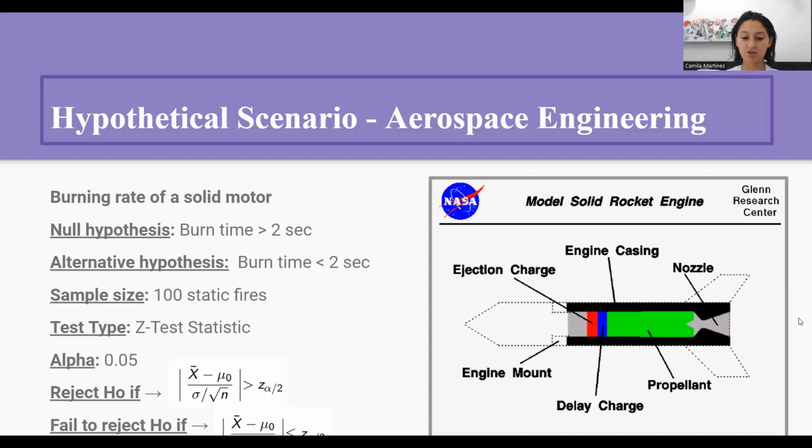Our sample size is 100 static fires. Because it's 100 static fires, we use z-test statistics because it's for a larger group. And our alpha theoretically was 0.05. The z-test will give us a p-value that rejects or does not reject the null hypothesis. The conclusion gives us the burn time, and if we theoretically also know the thrust time, we can calculate the total impulse and categorize the solid motor into its proper motor class.